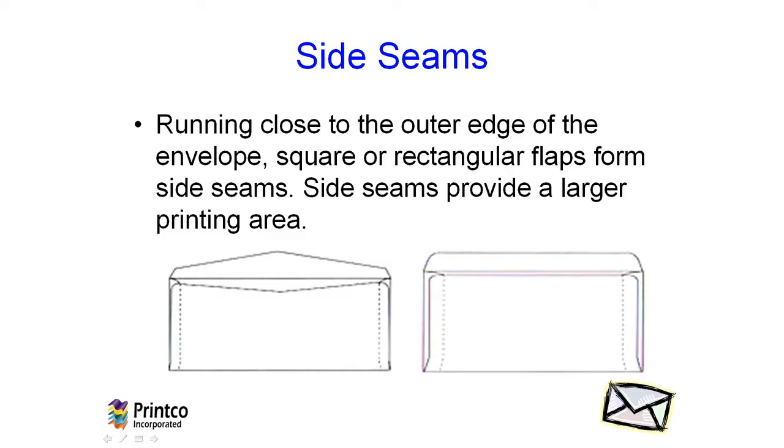Side seams allow for a large, uninterrupted printing area on both front and back of the envelope, mostly found on booklets, square flap, and side seam commercial envelopes. Commercial sizes are suitable for some laser and inserting applications. Others should be tested first.